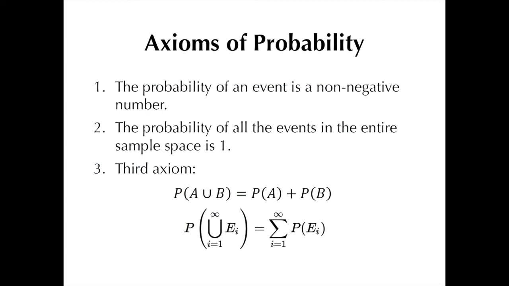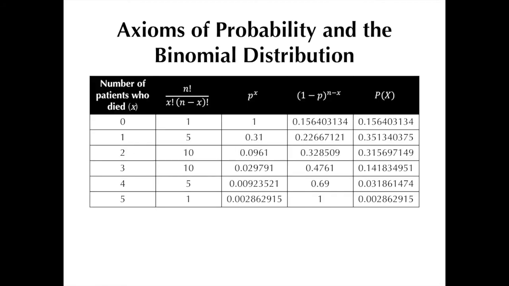Hopefully, you still remember what the three axioms of probability are. Now, let's see if the binomial distribution satisfies these requirements. Let's go back to this table. Let's pay attention to the values under the last column. As was mentioned earlier, these are the resultant probabilities for each real value of x, which are in this case from 0 to 5. Note that all of them are non-negative and are between 0 and 1, so that satisfies the first axiom.